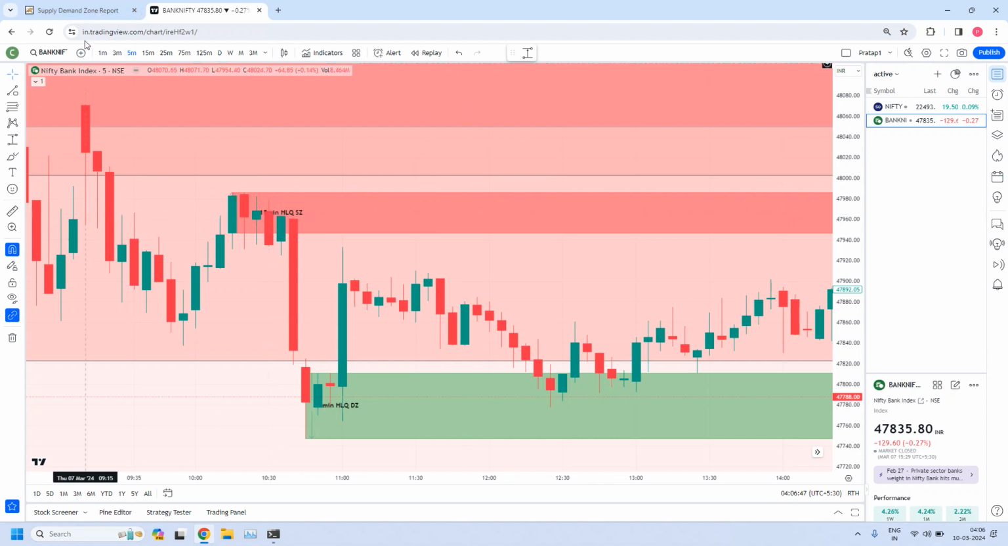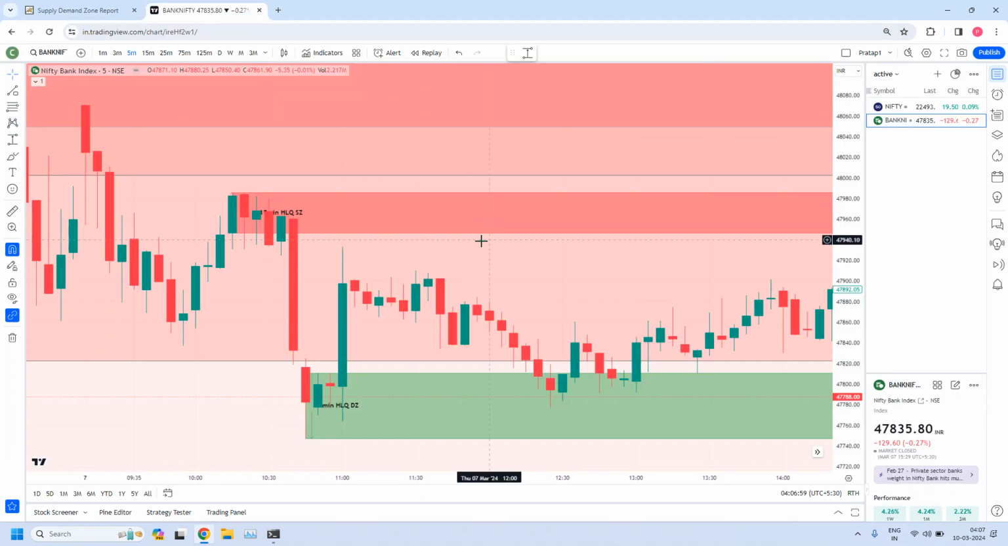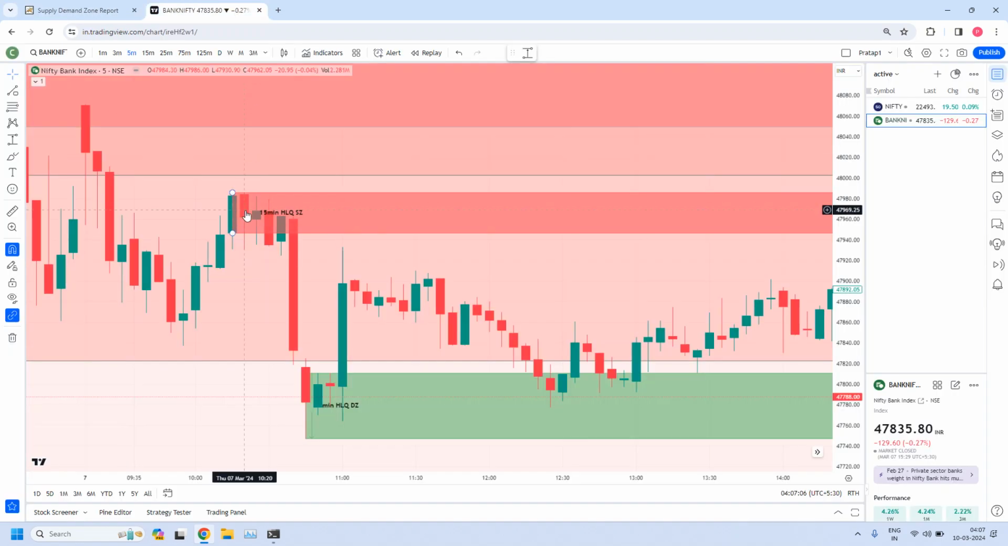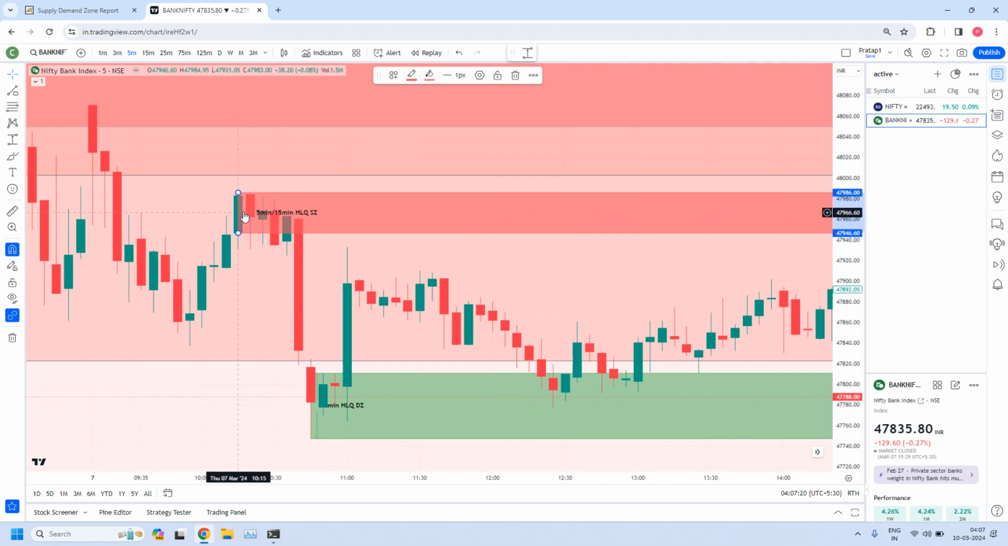We have drawn the 15 minutes. Now we are at 5 minutes, right? Yeah. This is the 5 minute zone, 7-3-2024 at 10:15. This is the one. This is the rally candle, 4 base candles, 1, 2, 3, 4, then drop. That means the same zone is acting as both a 5 minutes as well as a 15 minutes high liquidity zone.